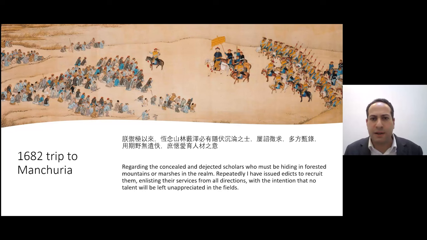And he writes afterwards, "Regarding the concealed and dejected scholars who must be hiding in forested mountains or marshes in the realm, repeatedly I've issued edicts to recruit them, enlisting their services from all directions with the intention that no talent will be left unappreciated in the fields." This is a victor trying to now create peace and win the hearts and minds of people. He needs the Han Chinese scholars to come over to his side to help him govern. And so he's very concerned with that.